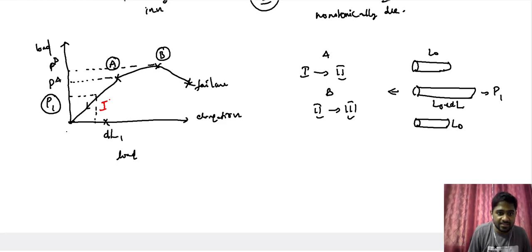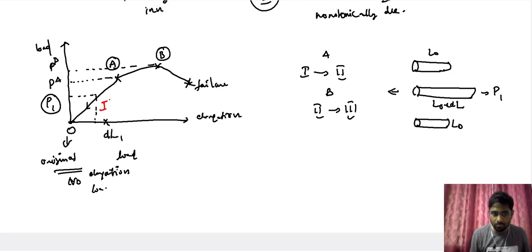Now again, this state here is the original state. O is the original state. So ideally in the original state, it is important for us to understand, there is no elongation and there is no load. So even though it might appear that it is a straightforward aspect of this plot to understand, this will play a key role when we are attempting to arrive at a mathematical expression for the section 1.